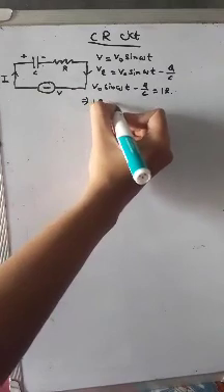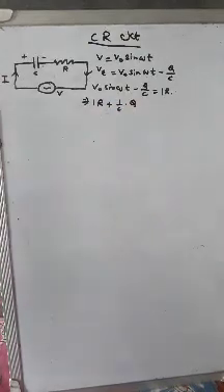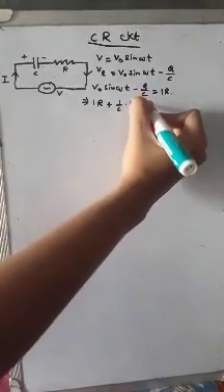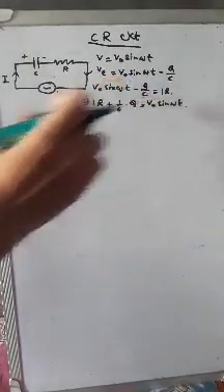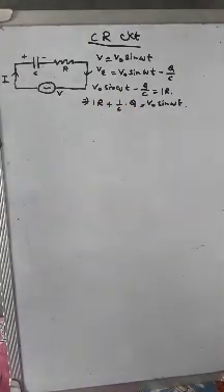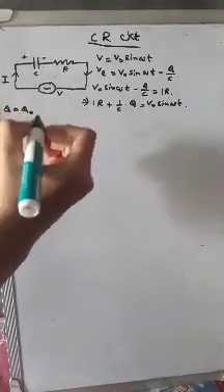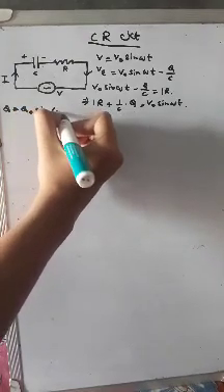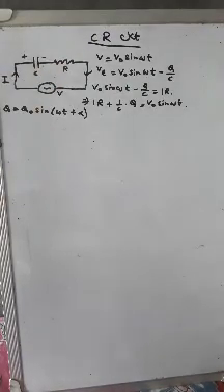IR plus 1 by C into Q. See how I'm writing this: IR plus Q by C equals V naught sine omega t. I am writing V naught sine omega t alone, and all other terms on the other side. Now students, like the other circuits, let's assume that your Q value is equal to Q naught sine omega t plus alpha, since we are taking here the alternating voltage.